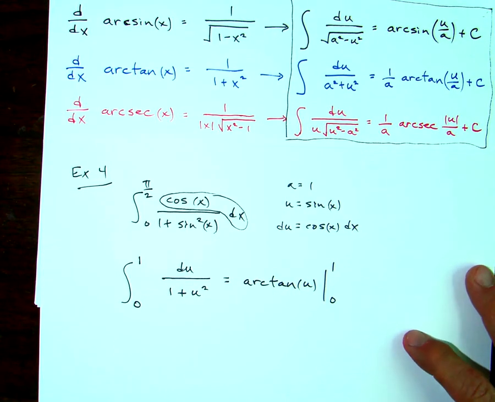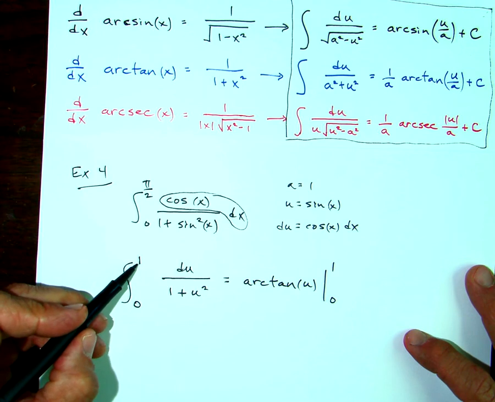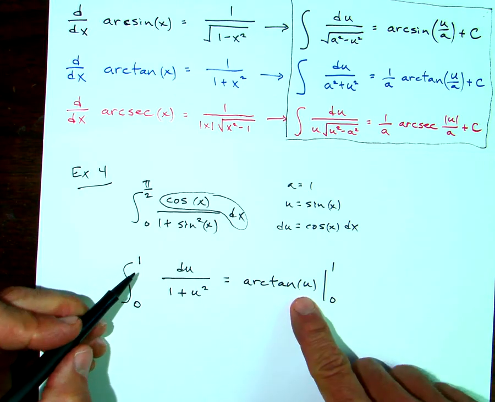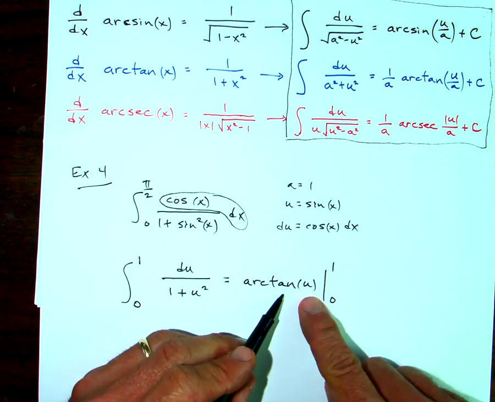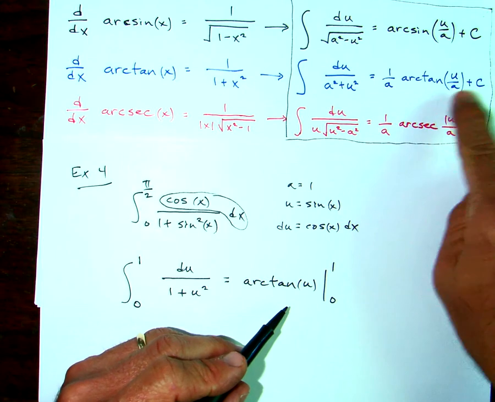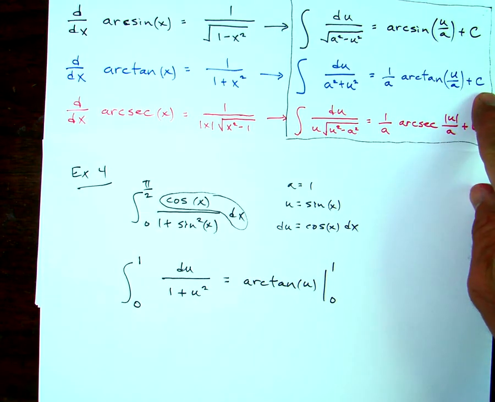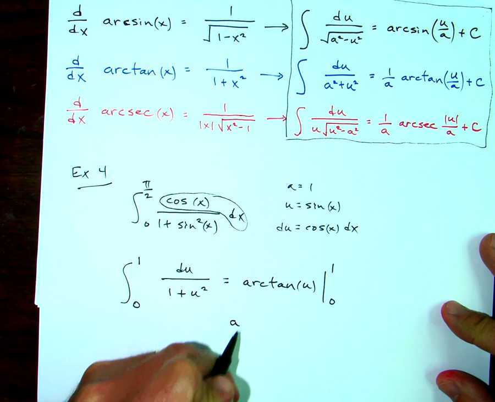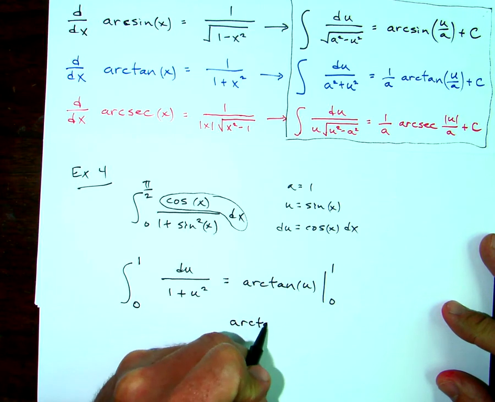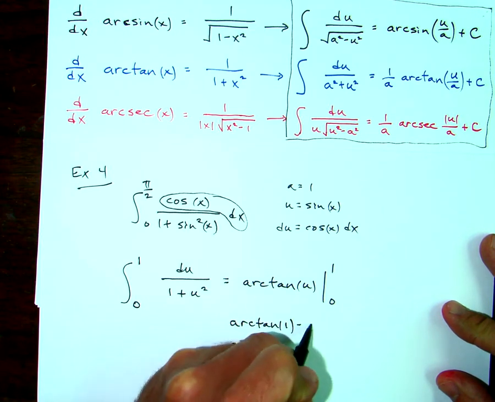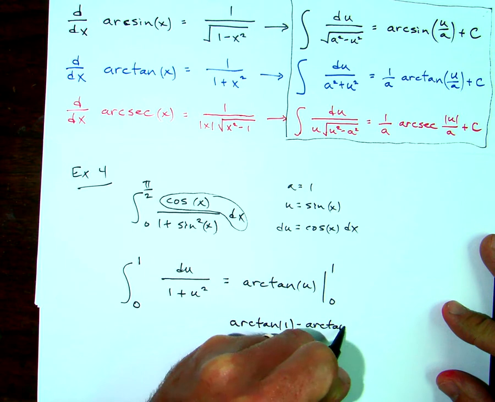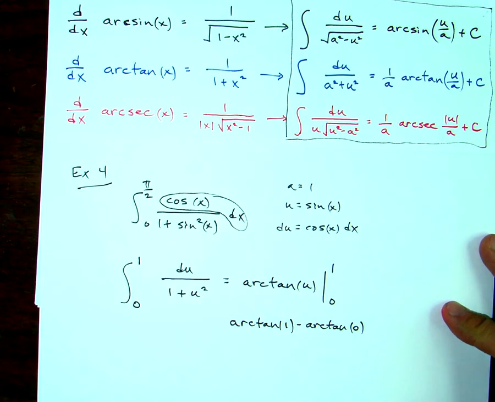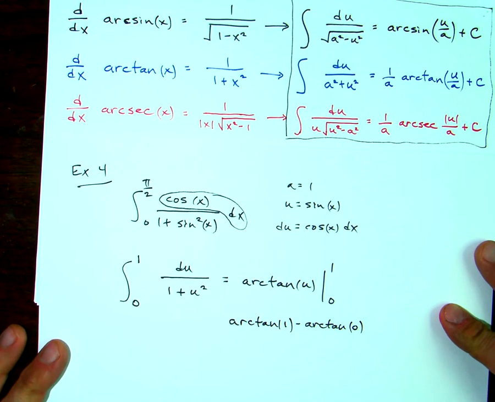All right, that's the advantage of changing the limits to be in terms of u: at the end I don't have to go back to x. I just rewrite this as arctan of u. Don't worry about the plus c for a definite integral because that will subtract off. So now what I need to do is evaluate arctan of 1 minus arctan of 0. And this is where reviewing your inverse trig integrals could be helpful.